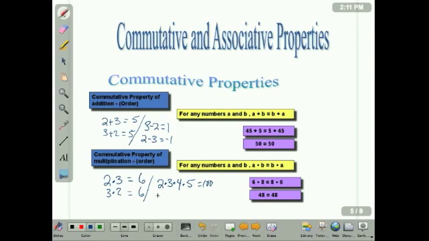And if we change the order of this, we should still get 120. 3 times 4 is 12. 12 times 2 is 24. 24 times 5 is still 120.